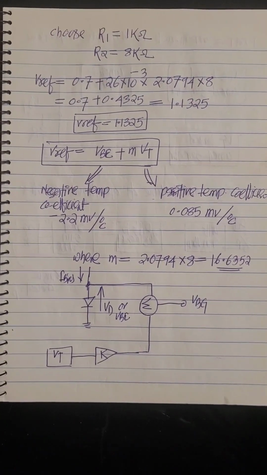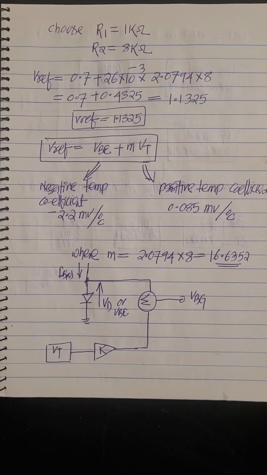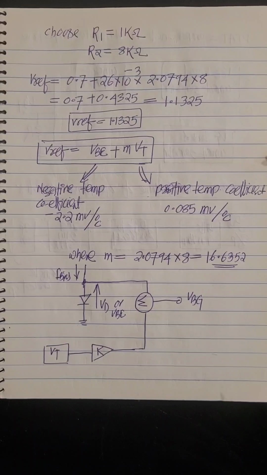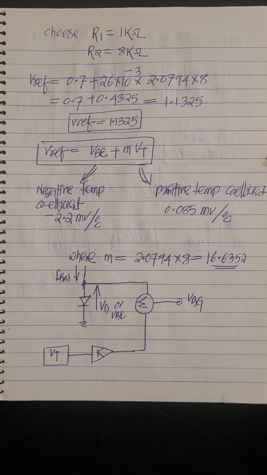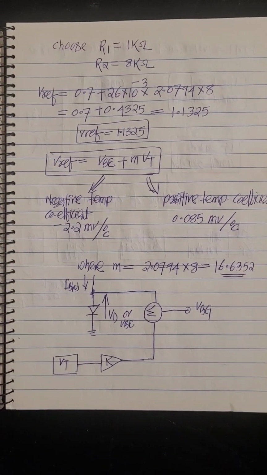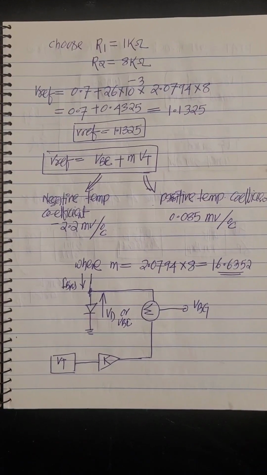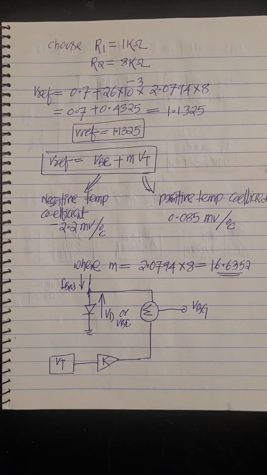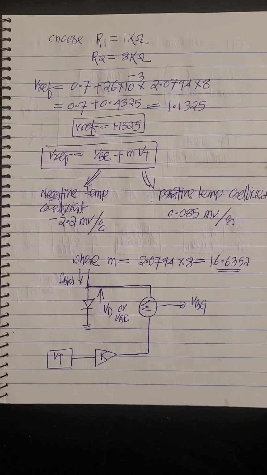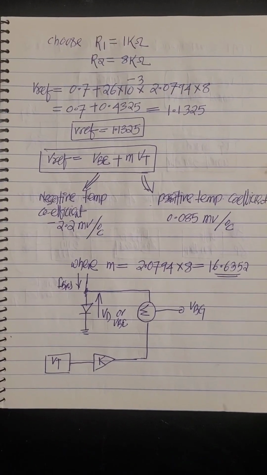Now V reference equal to VBE plus M Vt, where VBE has a negative temperature coefficient, which is minus 2.2 millivolt per degree centigrade, and Vt has a positive temperature coefficient, which is 0.085 millivolt per degree centigrade, where M equal to 2.0794 times 8, 16.6352.